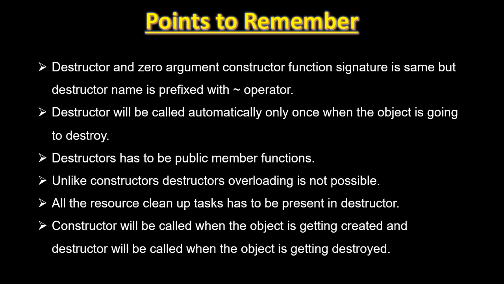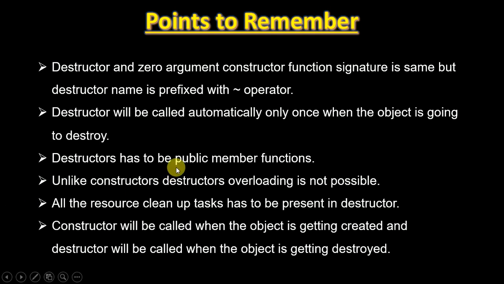Okay, so a few points we have to remember. The zero argument constructor and the destructor have the same function signature, but the destructor name is prefixed with the tilde operator. So if you see a zero argument constructor and a destructor, both look the same, but only for the destructor the tilde operator will be there. Don't get confused between them. If we have a tilde operator, then it is a destructor. The destructor will be called automatically only once when the object is going to be destroyed. For the same object it won't call the destructor two times.